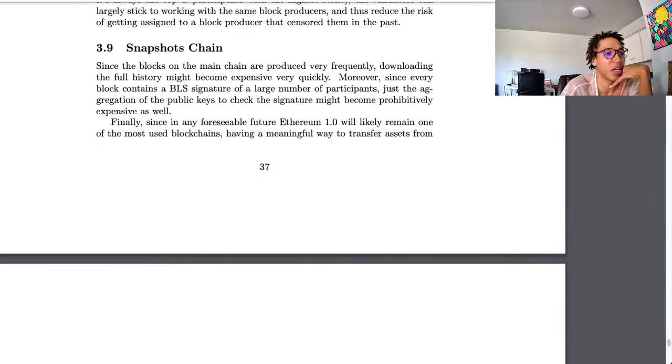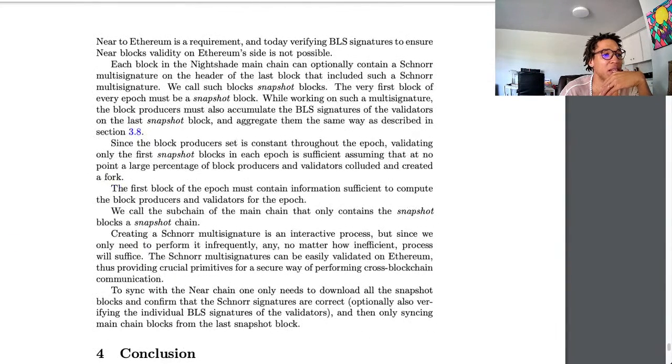3.9 Snapshots chain. Since the blocks on the main chain are produced very frequently, downloading the full history might become expensive very quickly. Moreover, since every block contains a BLS signature of a large number of participants, just the aggregation of the public keys to check the signature might become prohibitively expensive as well. Finally, since in any foreseeable future Ethereum 1 will likely remain one of the most used blockchains, having a meaningful way to transfer assets from Near to Ethereum is a requirement, and today verifying BLS signatures to ensure Near blocks' validity on Ethereum's side is not possible.